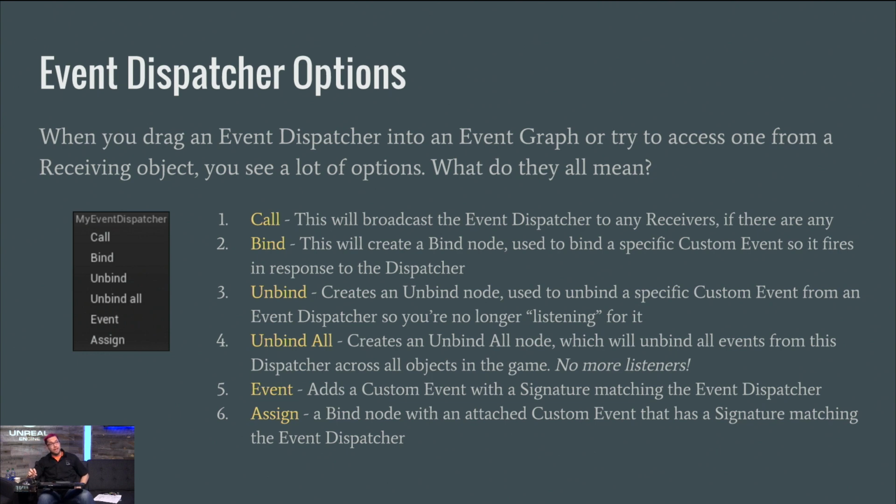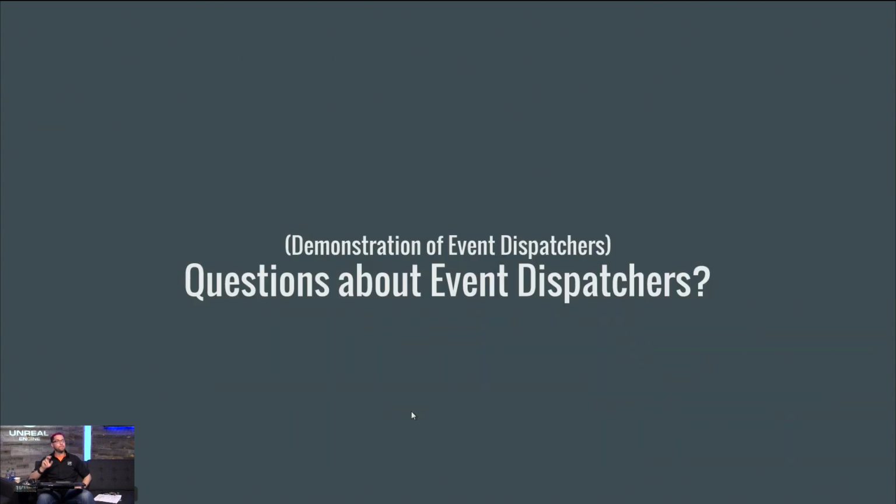Next, we have event. This is kind of a shortcut. This will create a custom event that has a matching signature. So if you don't want to do it by hand, you could just use event and that'll do it for you. And then finally you have assign. This is another shortcut. This will create a bind node and an event already wired together. So it's just a way for you to get the job done a little more quickly. If you know that you need to create the bind node and the event node and you're going to need to wire them up, it's significantly faster to just call assign instead, and that'll do all the heavy lifting for you.